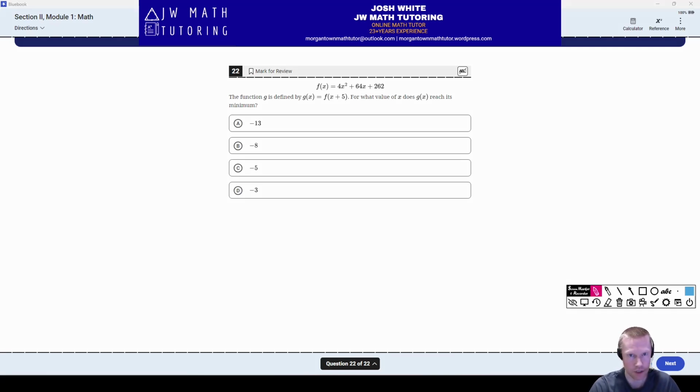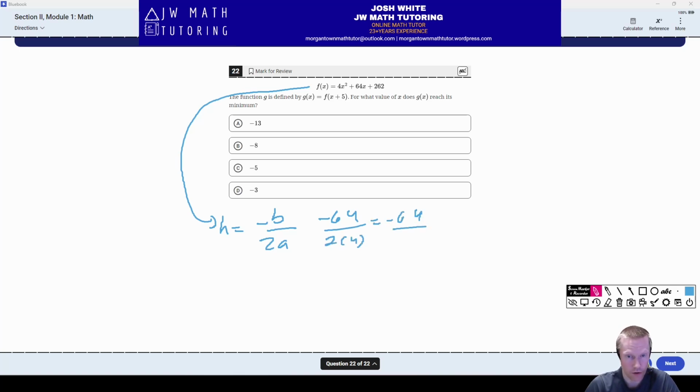I will just first mention briefly the way to do it by hand, which is not really that difficult, involves a little work but not that much. Take this function. First of all, find where its vertex is. The way we're going to do that is use the shortcut formula of negative b over 2a for h, the x coordinate. So that'd be negative 64 over 2 times 4, negative 64 over 8. So the vertex of this function happens at x equals negative 8.